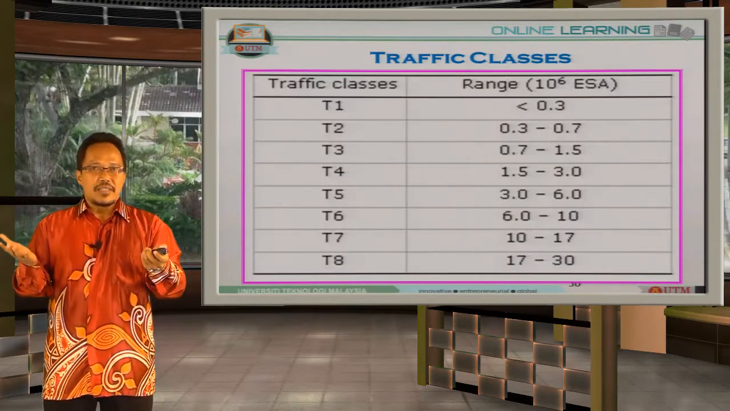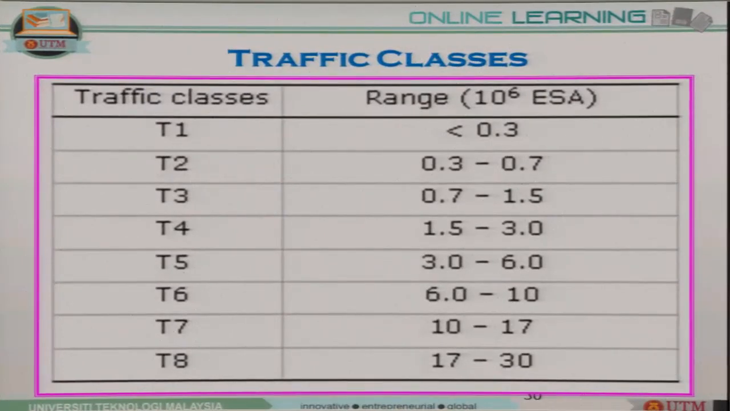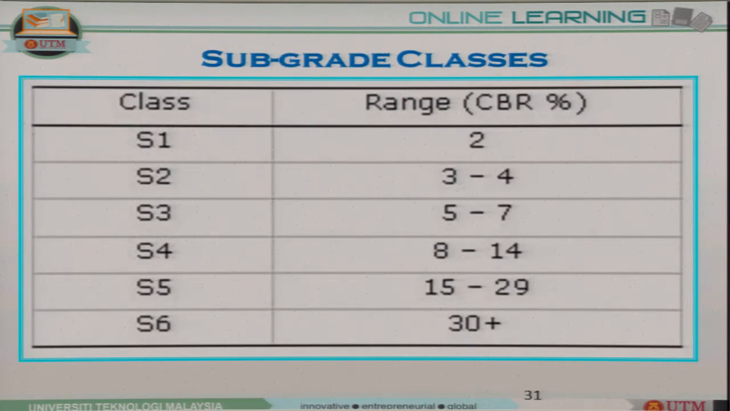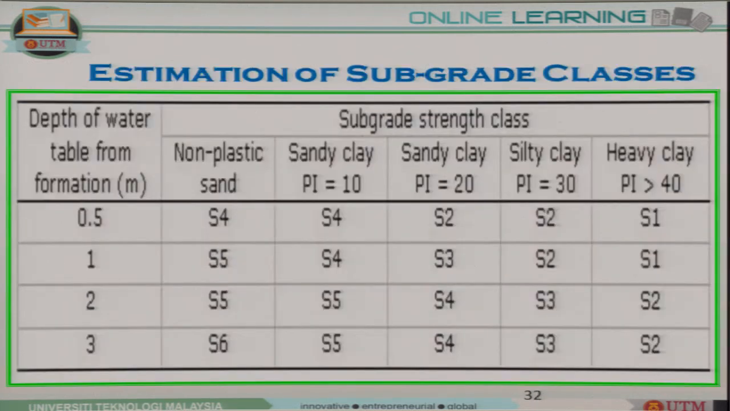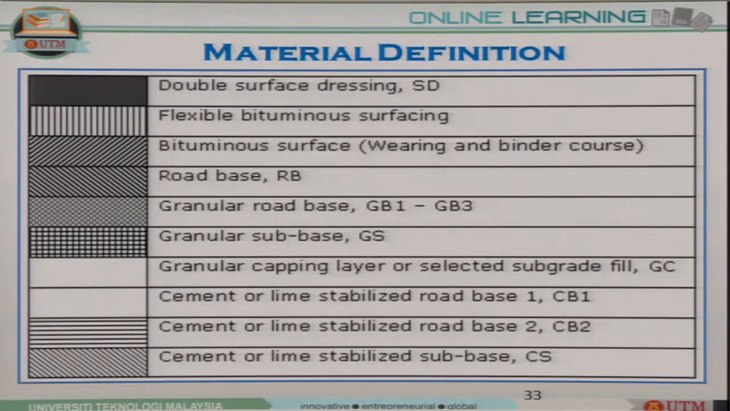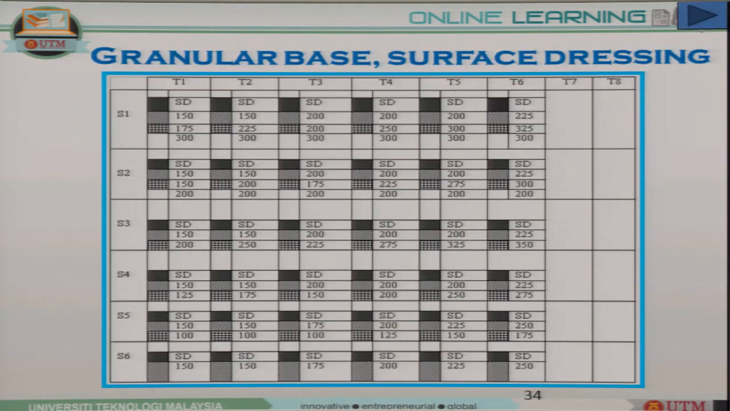This is the traffic class based on equivalent single axle load from T1 to T8, increasing. Subgrade class S1 to S6 from the lowest, 2, to 30 plus. Or if you don't have the CBR, you can estimate the CBR based on depth of water table and based on your PI. The higher your PI, the lower your CBR. These are the materials to be used. These are the structure catalogs.